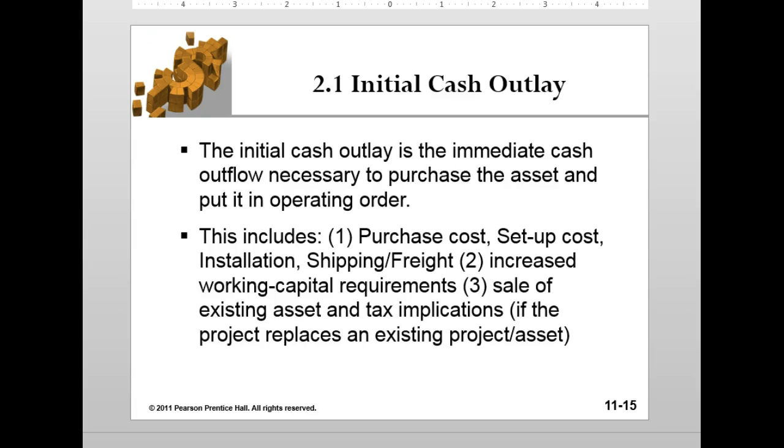So your initial cash flow, the initial outlay, is the immediate cash they're going to need to purchase this, whatever it is, the asset or put a process in place or develop a product. So you need to look at a purchase cost, a setup cost, the installation, the shipping, increased working capital requirements, sale of existing assets, and tax implications, all kinds of things you need to look at even before you start the project. How much is this going to cost you initially? That's your initial cash outlay.